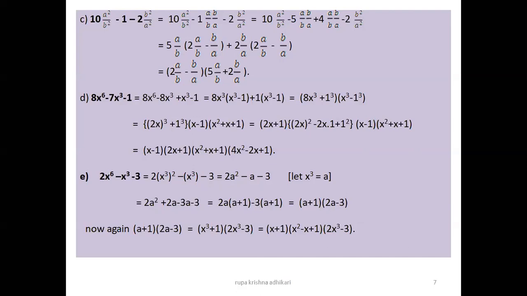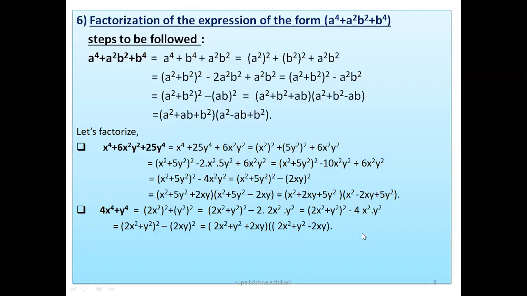Now the result you have got is in terms of a, as you have let x cube as a. Now you need to put back the value of a, x cube. You need to find out the result in terms of x, as your question is in term of x. So in place of a, you are going to substitute a plus 1, x cubed plus 1. 2a minus 3 is written as 2x cubed minus 3. Here again you can factorize a cube plus b cube form. So x plus 1 into x square minus x plus 1, 2x cube minus 3, nothing can be done to this term, so write as it is. Hence, result.